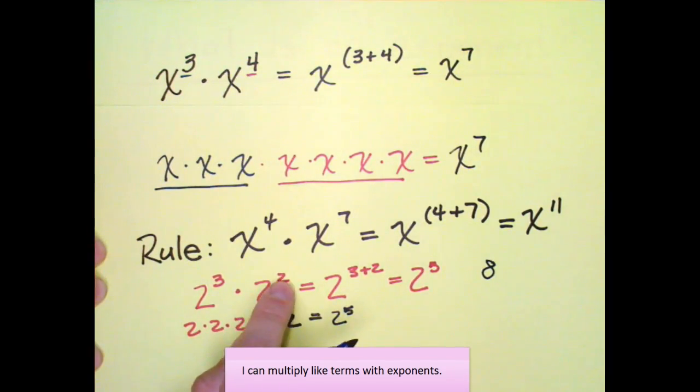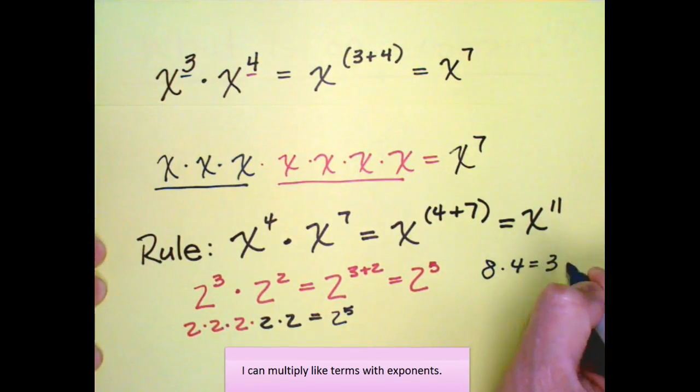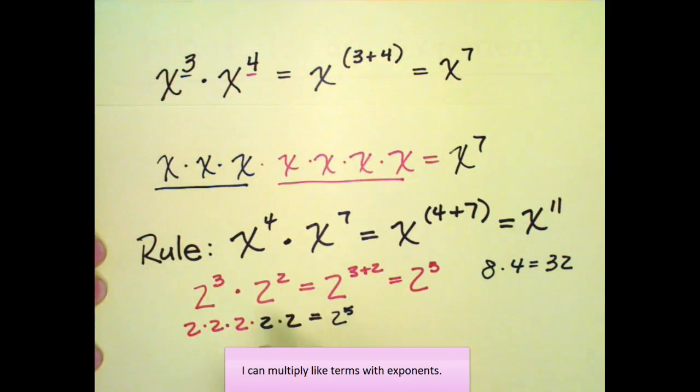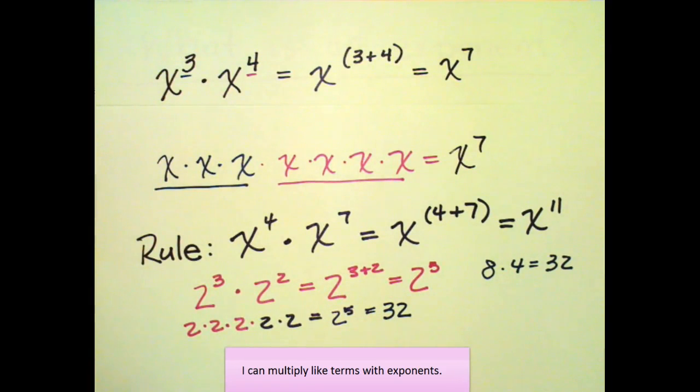8 times 2 to the 2nd power, which is 4, and 8 times 4 is 32. So if we do this, we should come up with the same answer. 2 times 2 is 4, times 2 is 8, times 2 is 16, times 2 is 32. So we did come up with the same answer both times. Okay, so we're pretty confident that our rule is going to work in every situation, at least for like variables. And we'll tackle when we have combined terms at a later time.